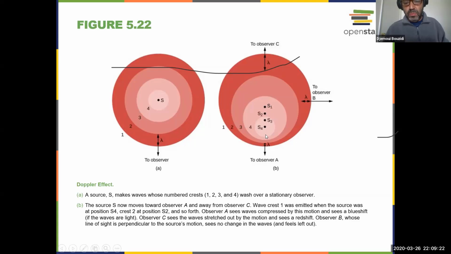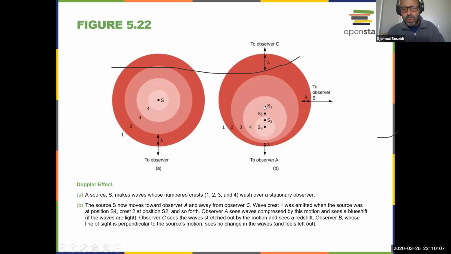But since the source is moving, they appear to be compressed. In other words, the source sends a wave and then moves and sends another one, so they appear to be coming closer and closer to one another, and you would perceive them as having shorter and shorter wavelengths, meaning higher and higher frequencies. If you are observer B on the other side, they appear to be unaffected, because there is very little displacement along your line of sight. In this case, the object is either not moving or moving in a perpendicular direction as far as you're concerned.